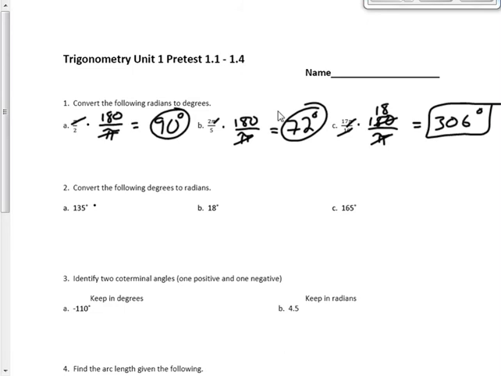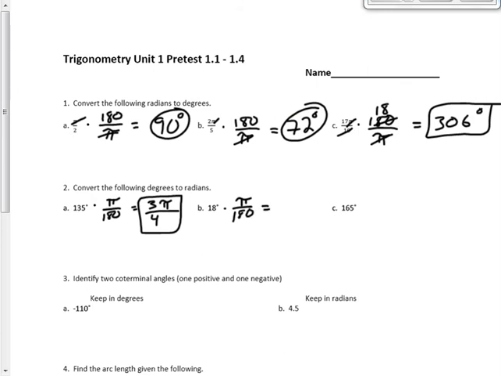Convert degrees to radians, so this time I want to get rid of the radians, or the degrees, and so the 180 is going to go on the bottom. And ultimately I'm going to leave this with the pi in there, so I'm going to do the 135 over 180, and I'm going to reduce that to get me 3 pi over 4. Okay, I want to leave that pi in there. I don't want to multiply by 3.14, although I could. I don't want to.